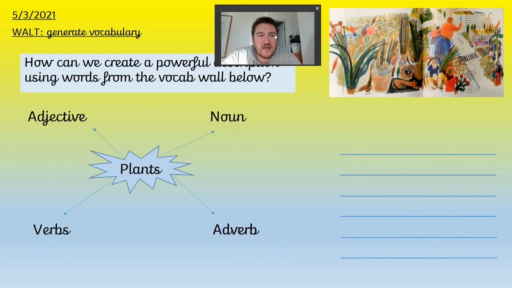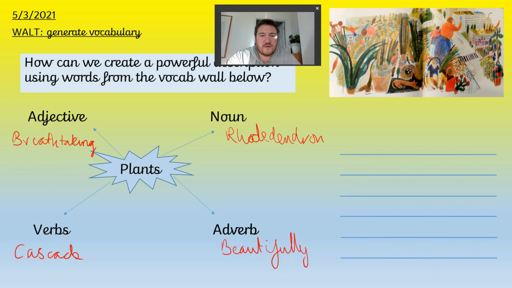Now, there's one about our plants. I'll leave the words up. So I've got breathtaking, rhododendron, cascade, and beautifully. So I talked about the flowers maybe coming over the rooftop or the balcony a bit like a waterfall. Now I'm going to leave these words up for you to have a go at, but you've also then got two other features that you need to have a go at yourself.